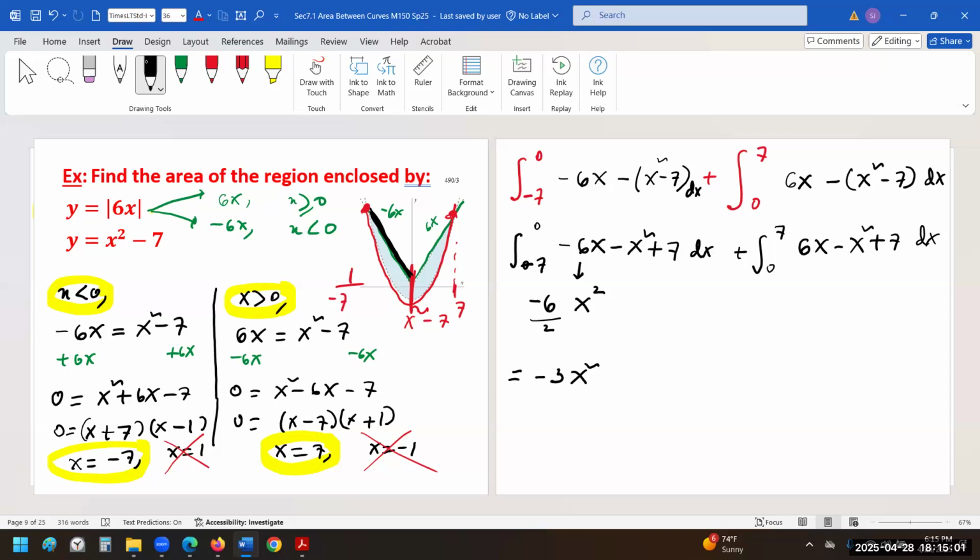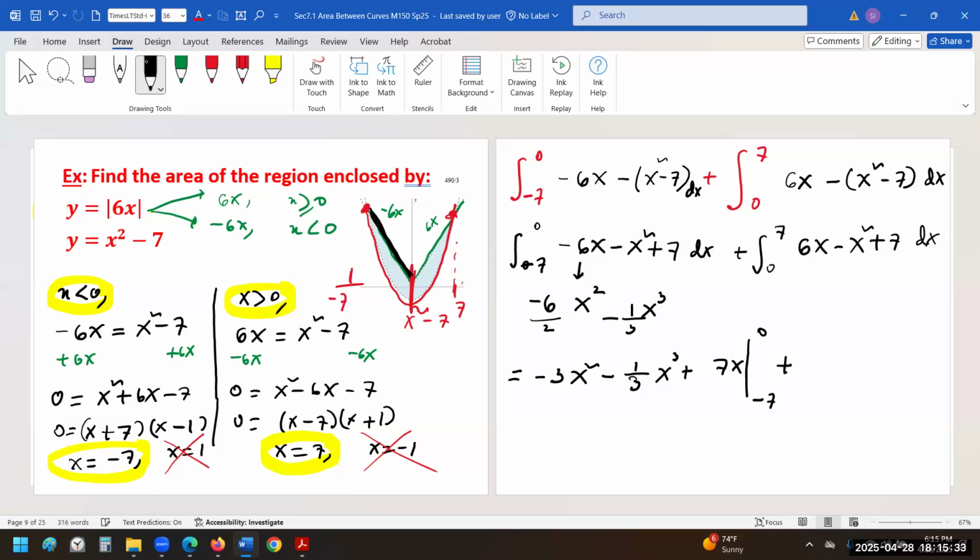Look at the next one. Antiderivative of -x squared. X cubed and then divided by 3, means 1/3. Okay, 1/3 x cubed. What's the antiderivative of 7? 7x. And we're taking the limits from -7 to 0.